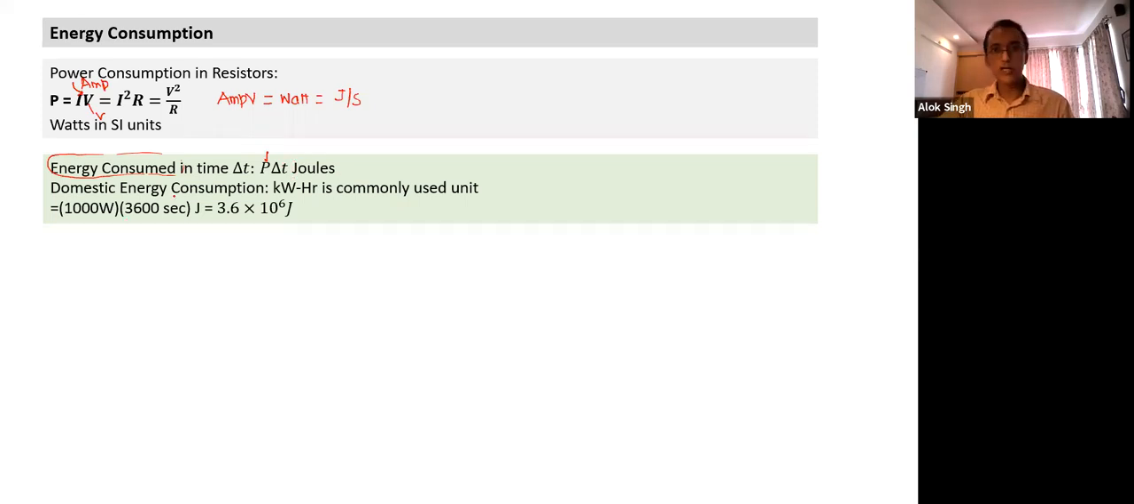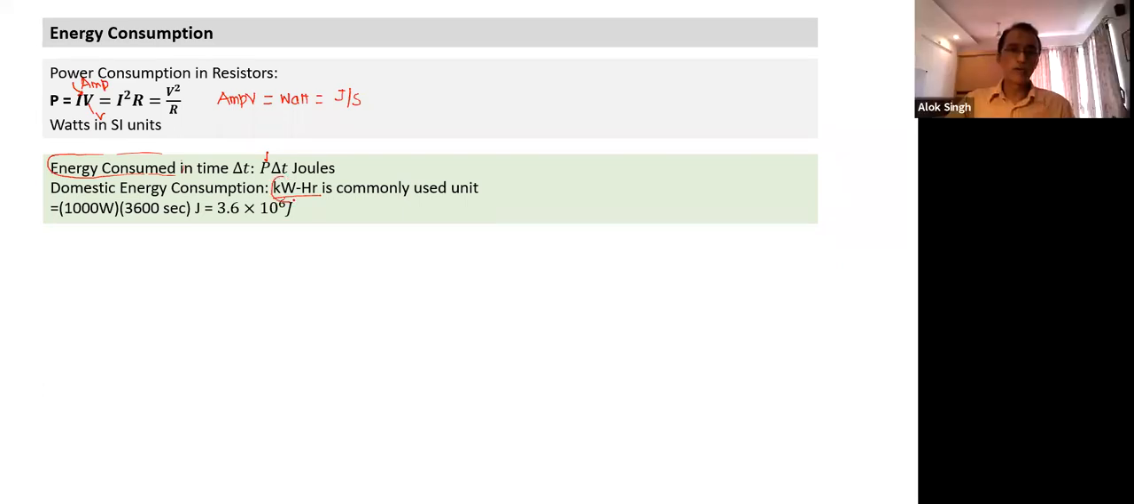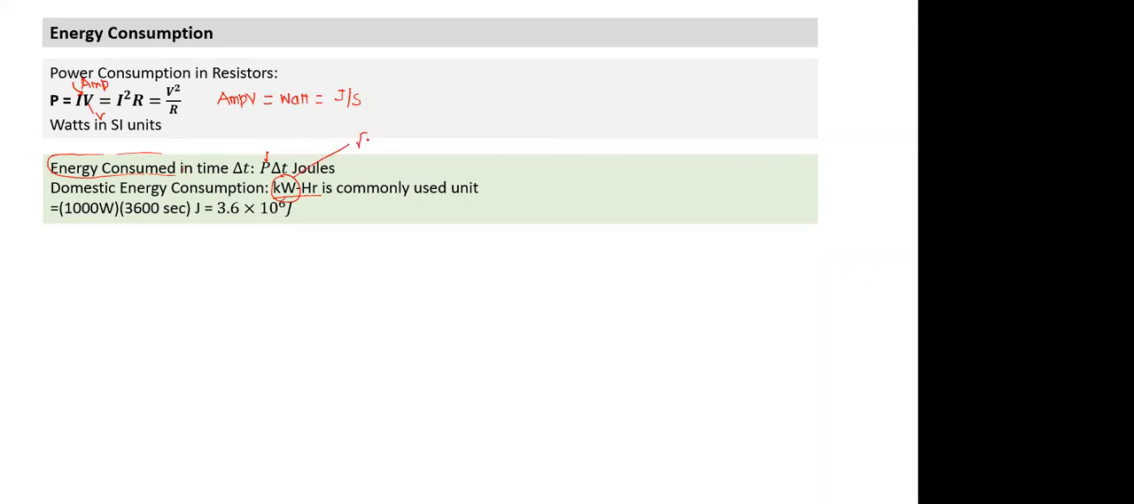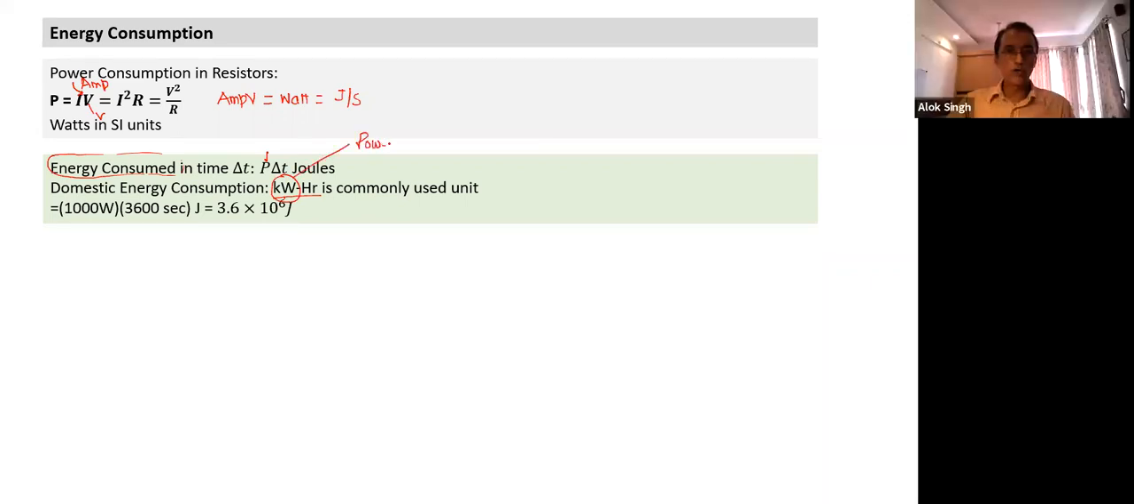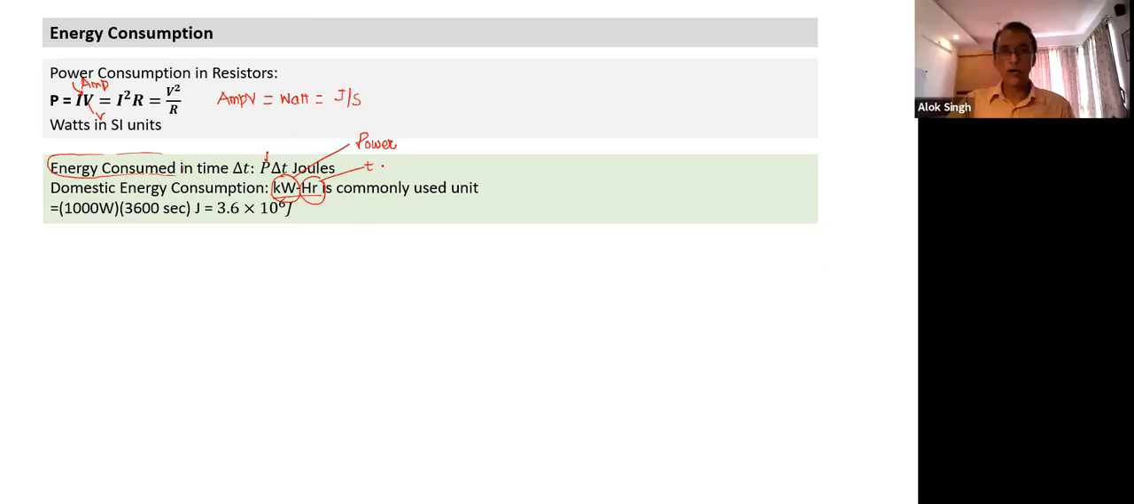But for domestic energy consumption, we use this unit. All are familiar with this unit? What is this called? Kilowatt hour. What is the first term? Kilowatt is the unit of which quantity? Power. We are not using watt, we are using kilowatt. And for time, we are not using seconds, we are using hours. This is a commonly used unit.